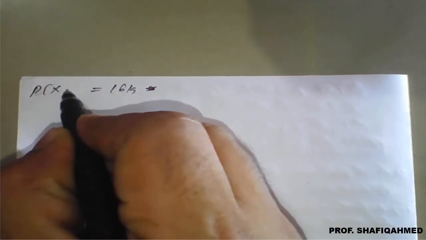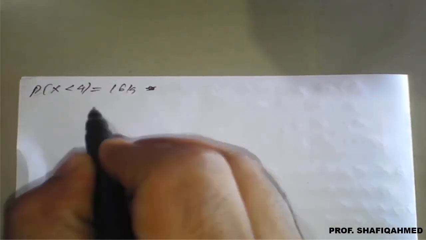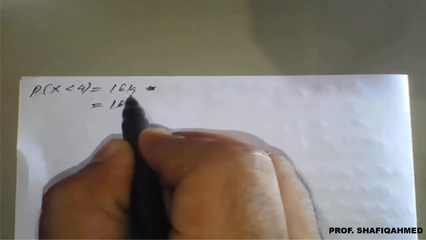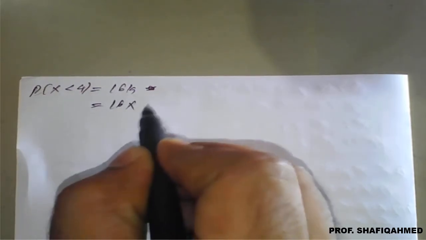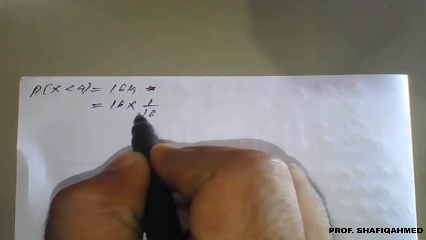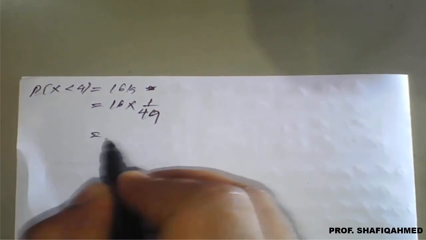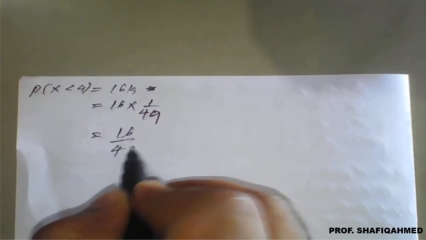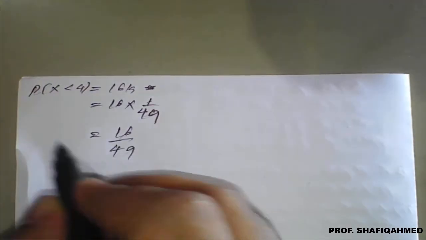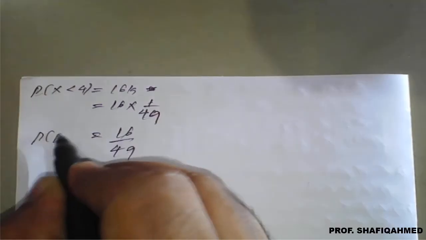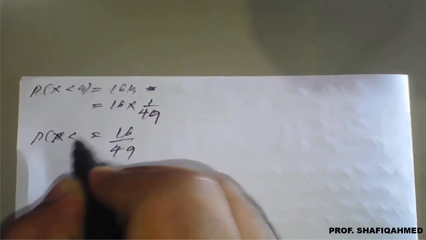16k total is the answer of P(X < 4), which is nothing but 16 into the value of k, which we got as 1/49. So therefore the answer is 16/49. So that is the answer of P(X < 4).